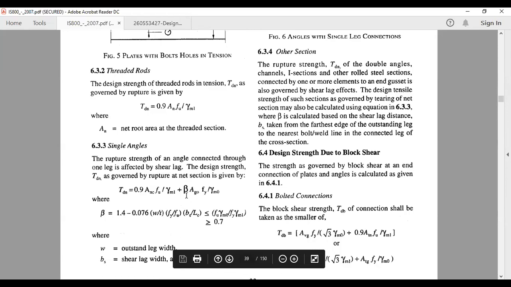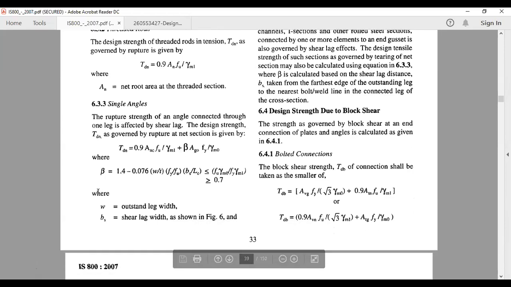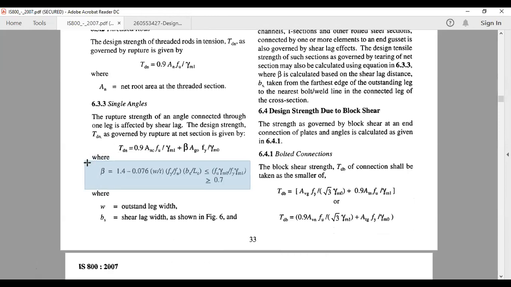Now beta is the shear lag factor. Okay, there will be a shear lag in the unconnected leg. So that's why it has been multiplied by this factor beta. So how to obtain this beta is mentioned in the code itself here only. Okay, this is an expression which will give you the value of beta.